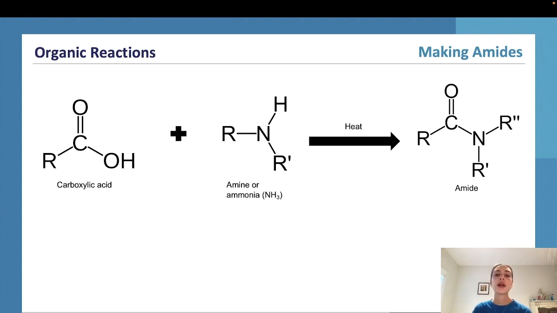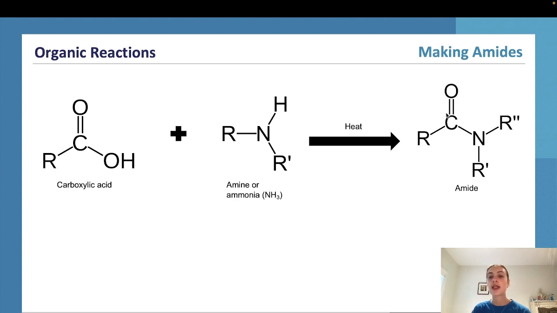Our next reaction we want to look at is making amides. So in order to make amides, we can combine carboxylic acids and either an amine or ammonia under high heat as a catalyst in order to make an amide. So for example, when we combine the carboxylic acid and either the amine or the ammonia, we're breaking the bond where the OH, the hydroxyl section is on the carboxylic acid, and we're removing that, and then we're joining that to where the hydrogen was on either the amine or the ammonia.